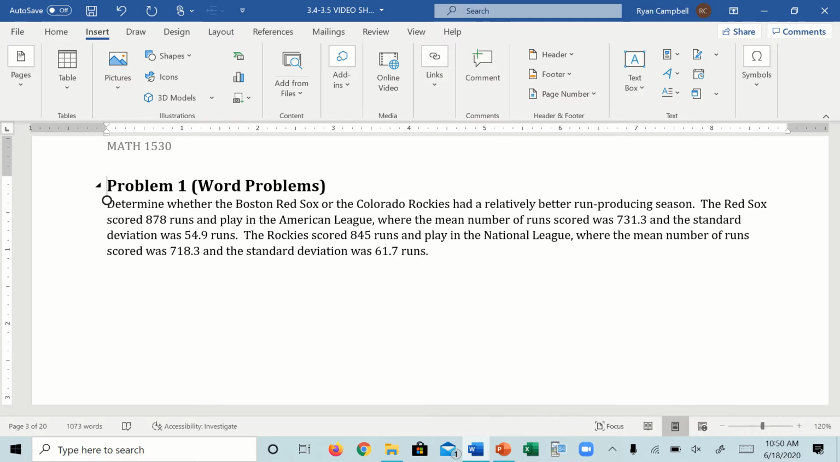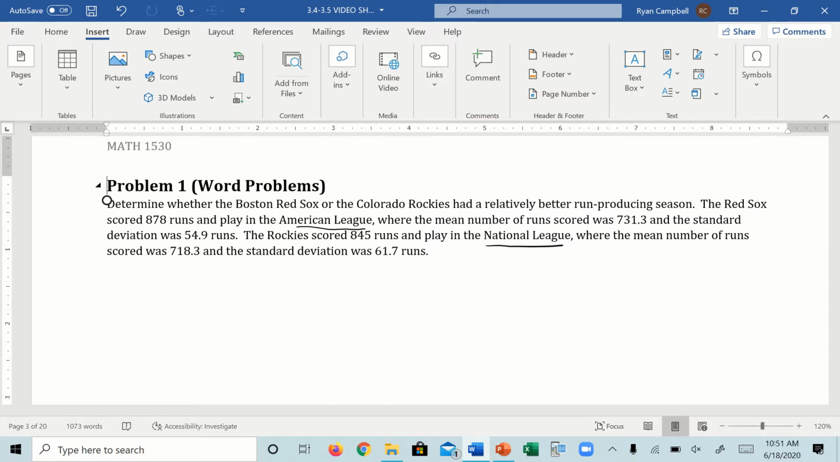Determine whether the Boston Red Sox or the Colorado Rockies had a relatively better run-producing season. So the Red Sox scored 878 runs, and they play in the American League, where the mean number of runs scored was 731.3 and a standard deviation of 54.9 runs. And the Rockies scored 845 runs, but they play in the National League, where the mean number of runs scored is 18.5 and a standard deviation of 61.7.